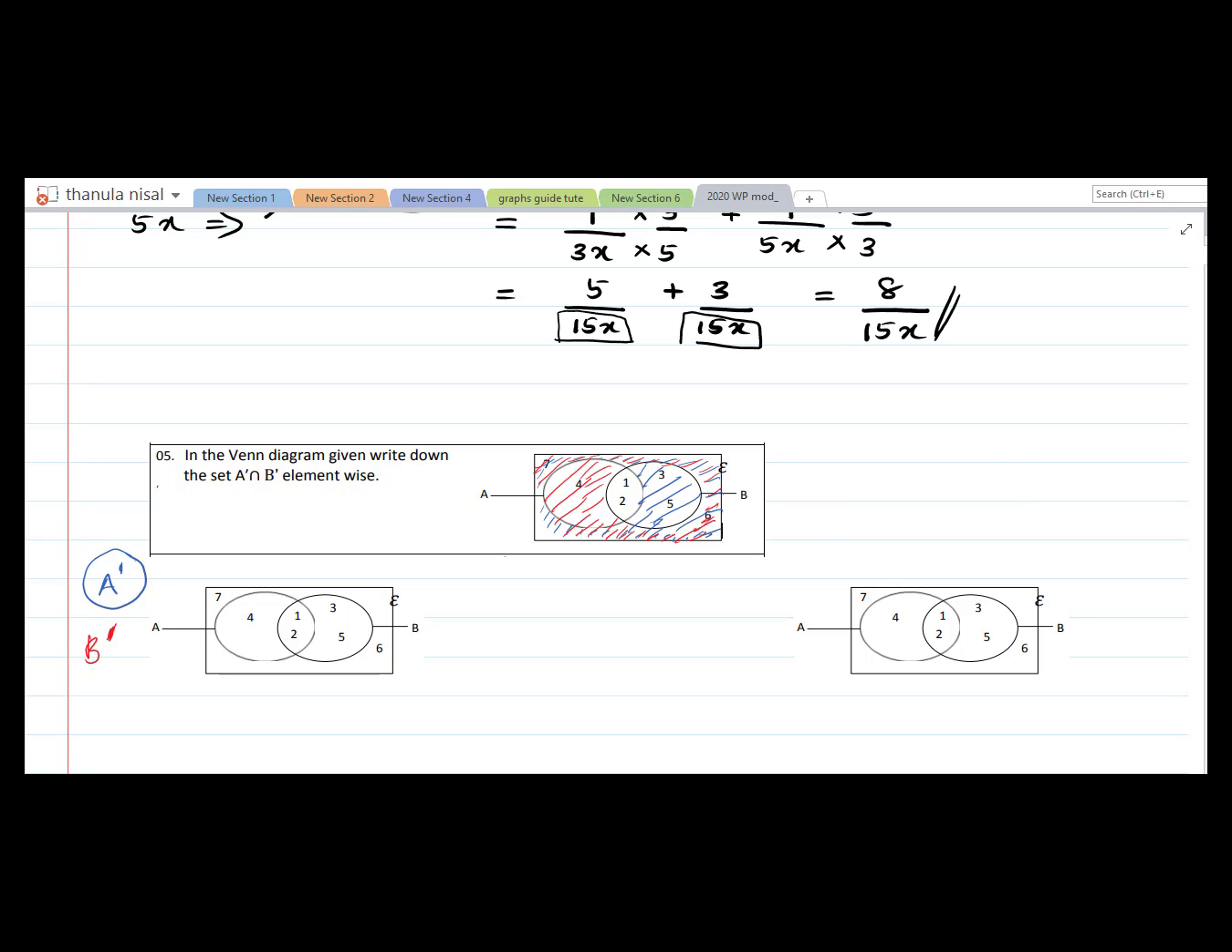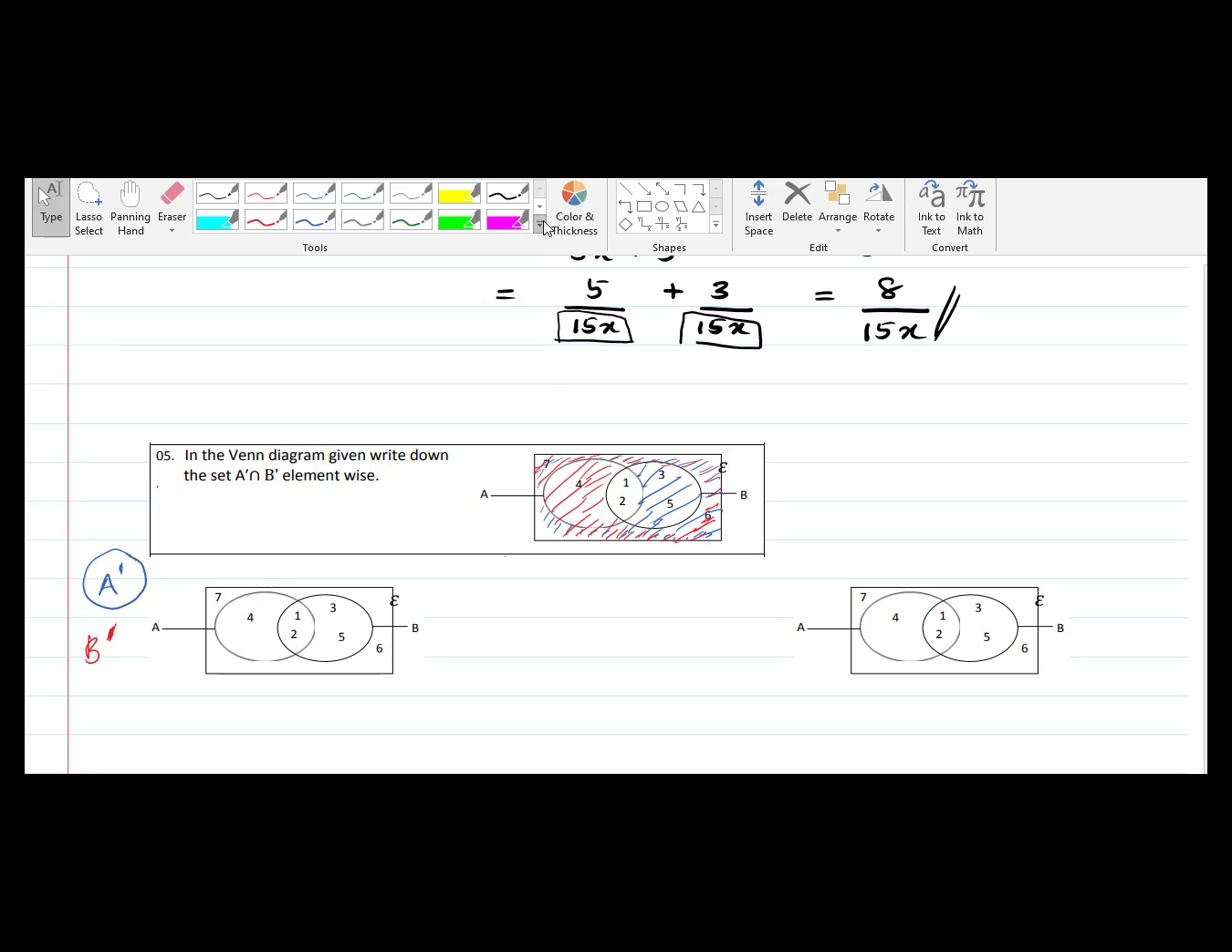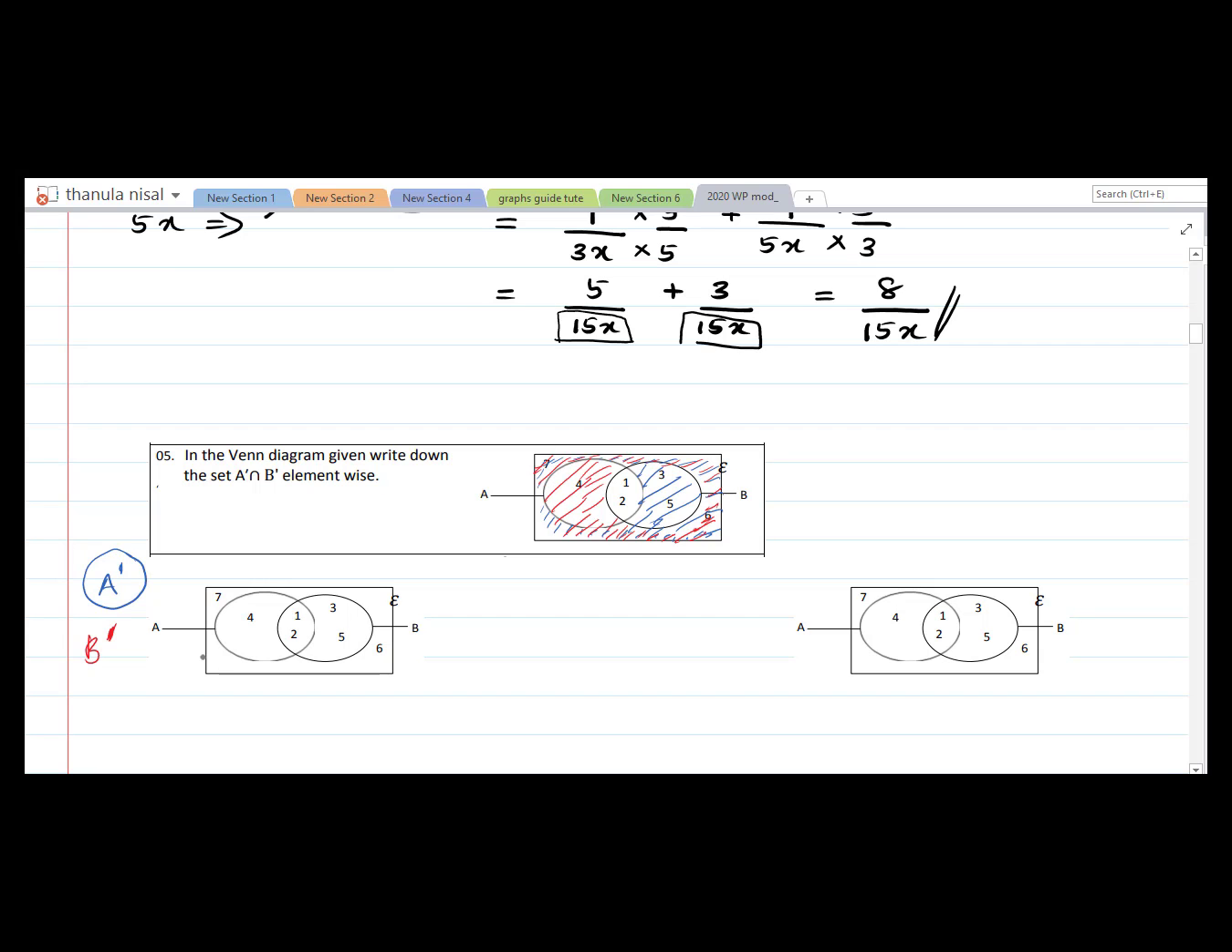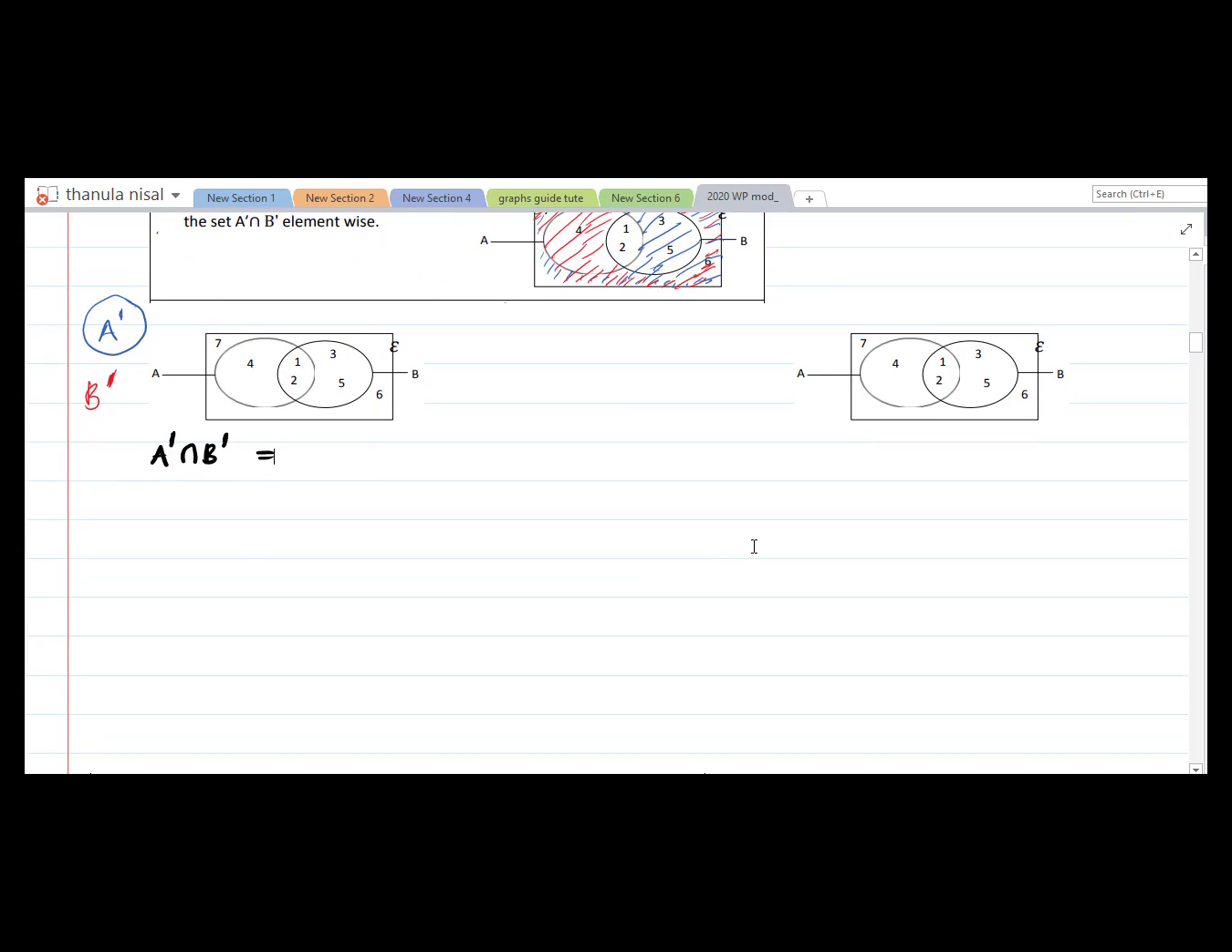Now they are asking us to find out A dash intersection B dash. That means intersection represents common elements. Okay, what are the common elements for A dash as well as B dash?